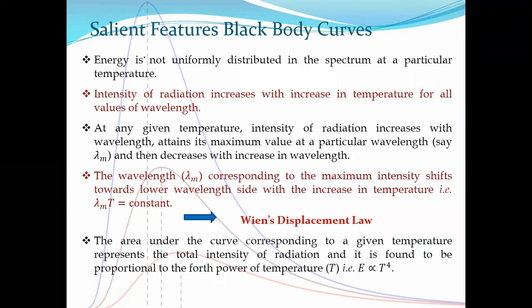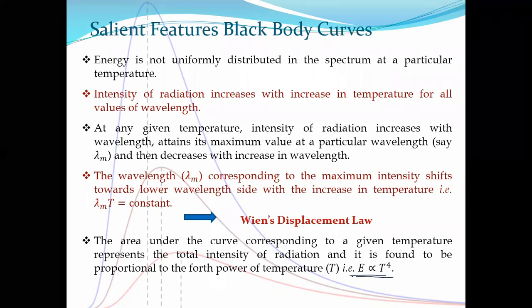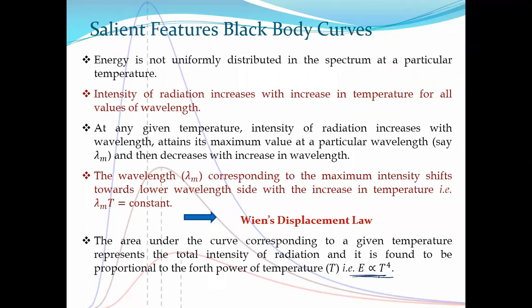And the area under the curve corresponding to a particular temperature, that is the total intensity of radiation, is proportional to the fourth power of temperature, and that is called the Stefan-Boltzmann law.